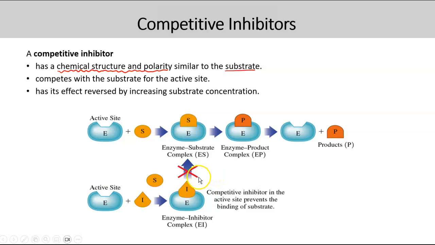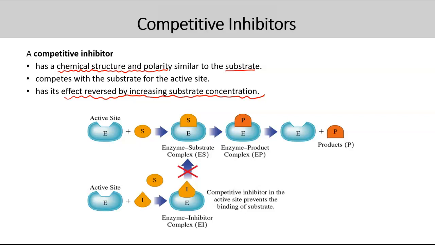One way we can overcome this inhibition is by increasing the substrate concentration, so it can make more ES rather than EI complexes. So the effect can be reversed by increasing substrate concentration. That is the good thing. Increasing substrate concentration will overcome the competitive inhibition process.